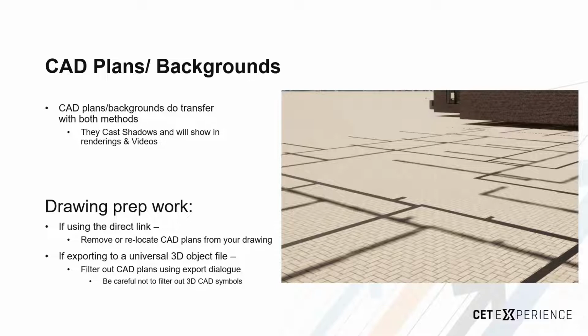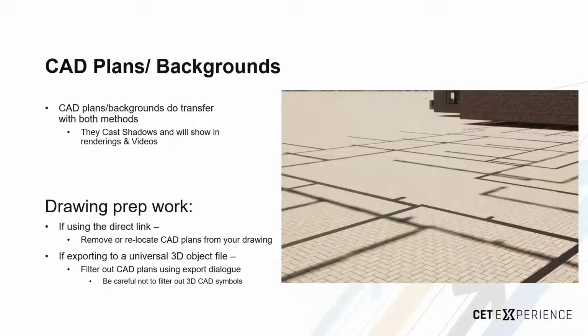So if you're using a direct link, I would suggest that you either remove or relocate the CAD plan in your CET drawing, just like we did those active lighting objects, or maybe even delete them completely. Totally up to you. It just kind of depends on how you want to work.